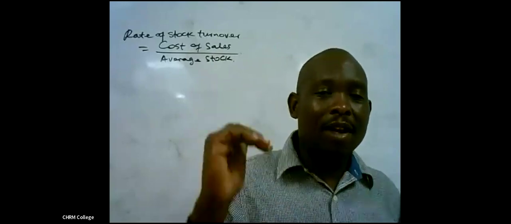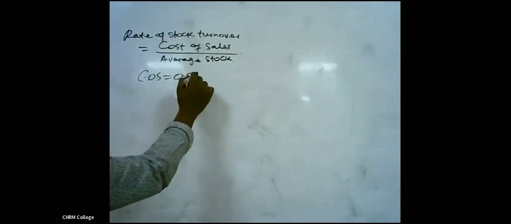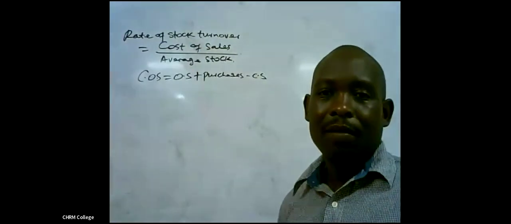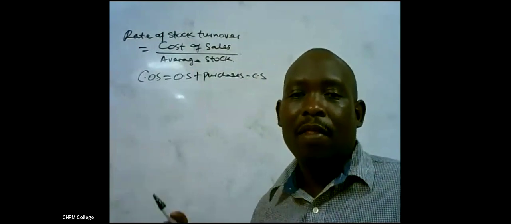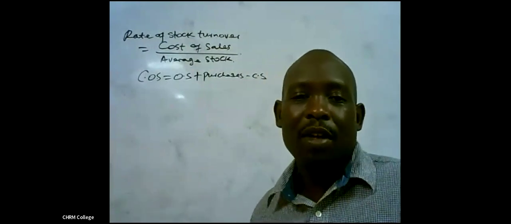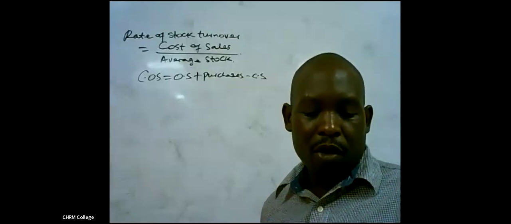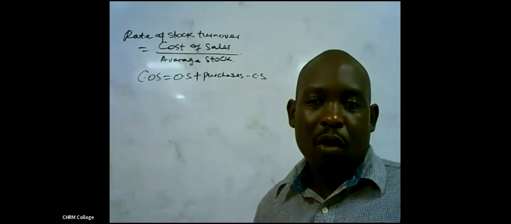When we are preparing the income statement, we have insisted severally that the cost of sales, or COS, is given by the opening stock plus the purchases minus the closing stock. As simple as that. Opening stock plus the net purchases gives you the cost of goods available for sale. Then you minus the closing stock, you get the cost of sales. We are given the opening stock, the closing stock, and the purchases, so you can comfortably get the cost of sales.